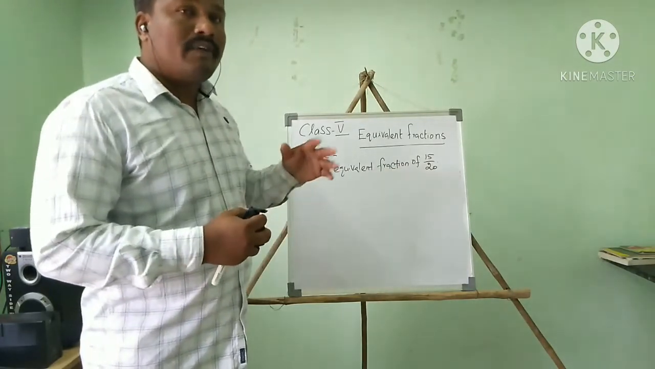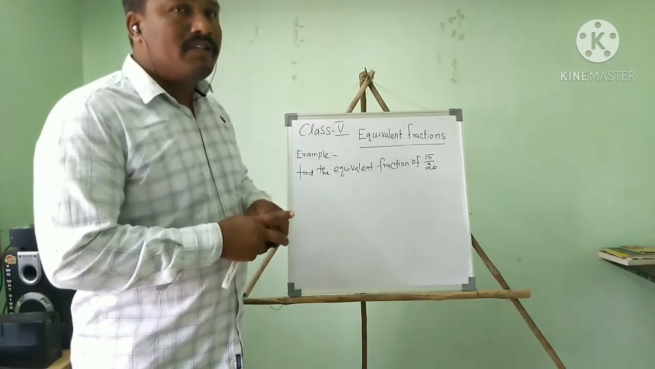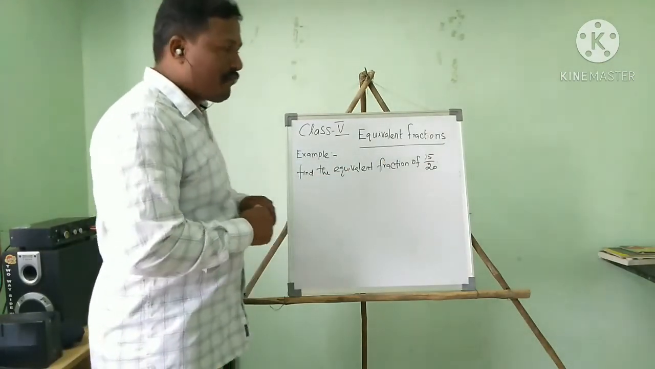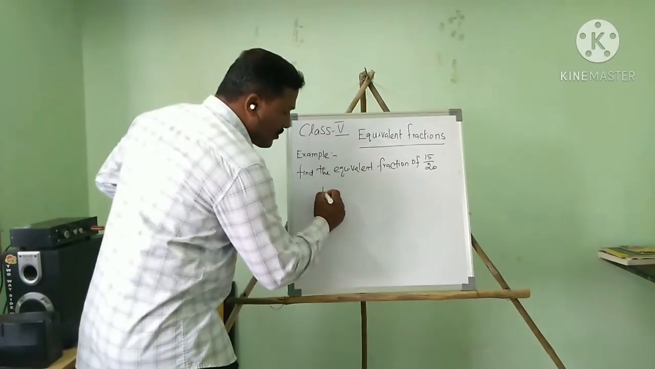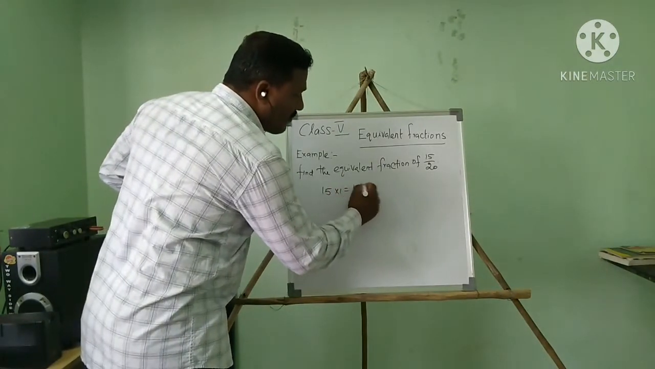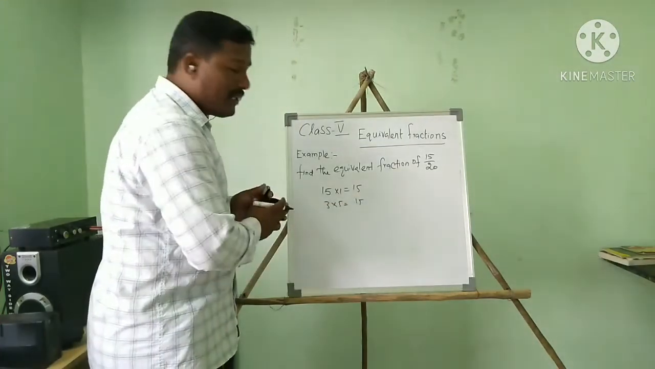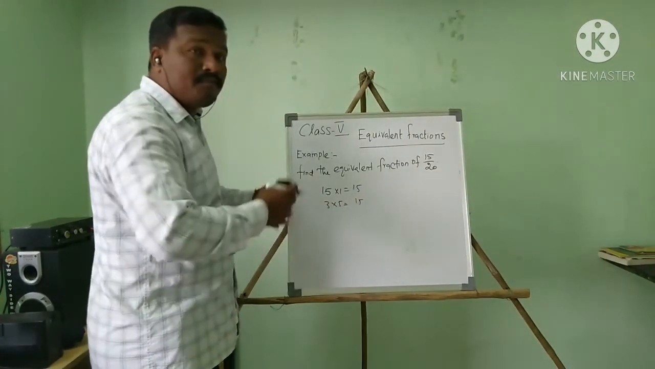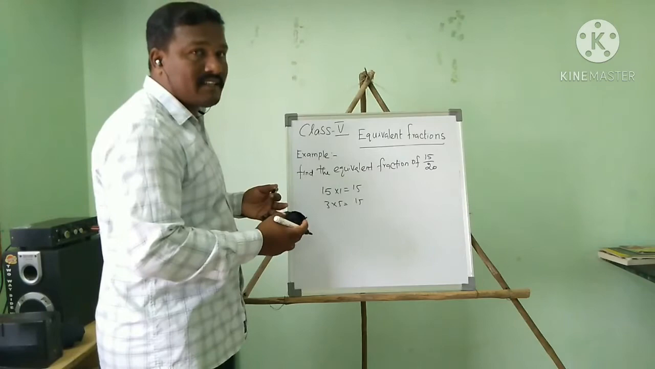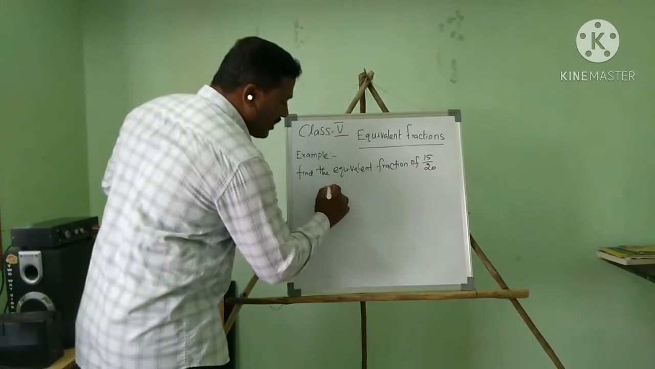We already talked about how to find the highest common factor, HCF. Now first we have to find the highest common factor of this given fraction. So I will tell one method. For 15, we can do it like this: 15 into 1 is equal to 15, 3 into 5 is equal to 15. We can do it like this also, but in this way you will miss some proper factors. So I will try another method, the division method.